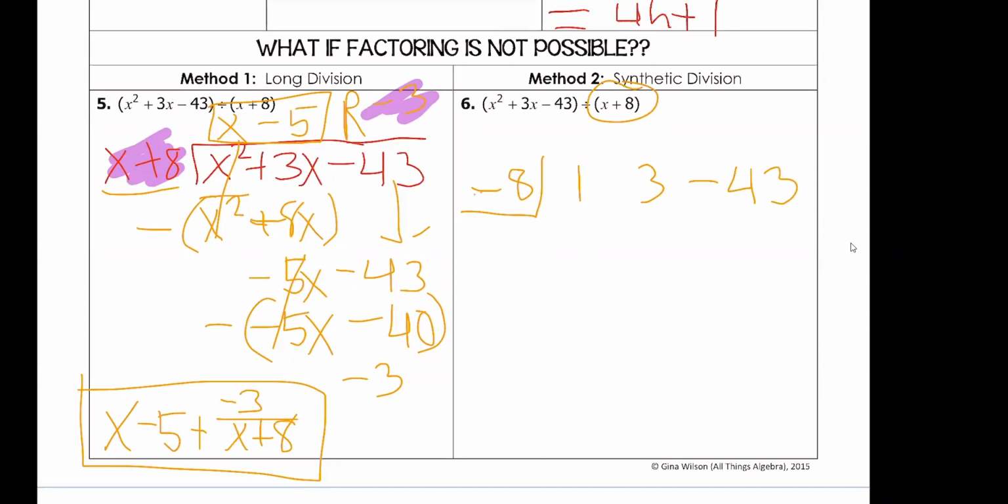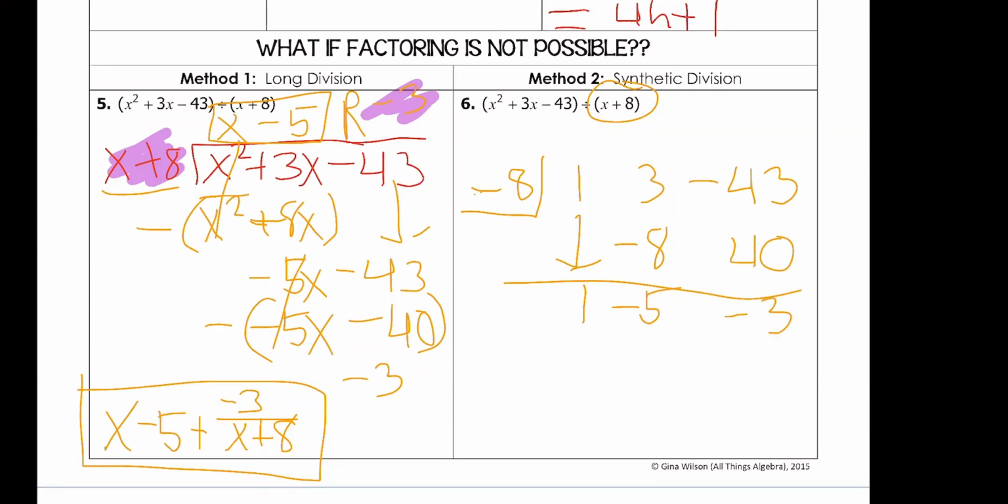My first number here, I just bring down. Whatever that first coefficient is, a 1, a 2, a 3, a 4, a 6, a 20, you're just going to bring it down. Next, you take this -8 times 1, which is -8. Then we add these together: 3 plus -8 is -5. Then we repeat that process. -8 times -5 is +40. We add these together: -43 plus 40 is -3. And then this is our answer.